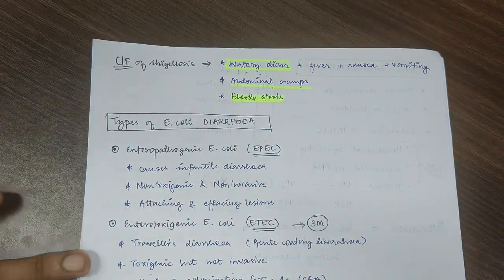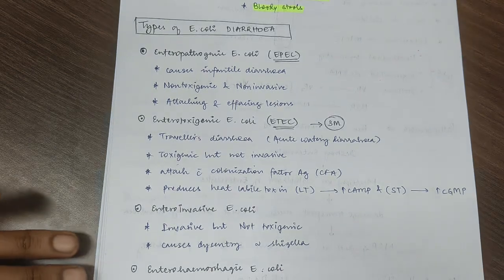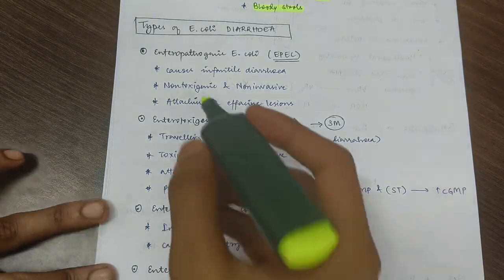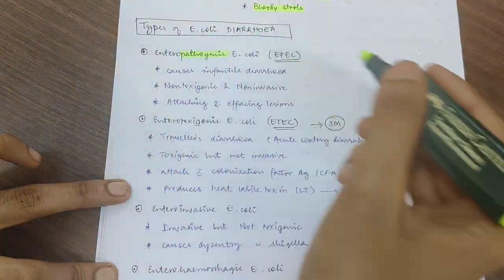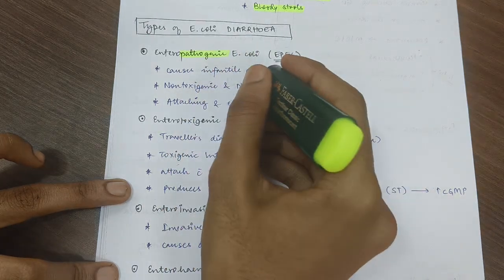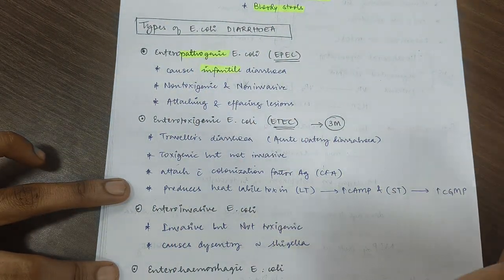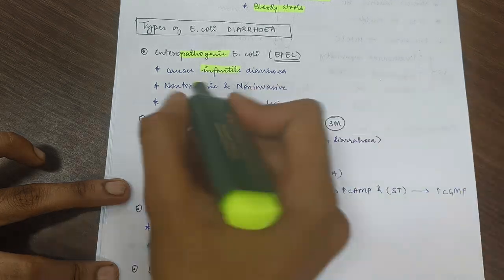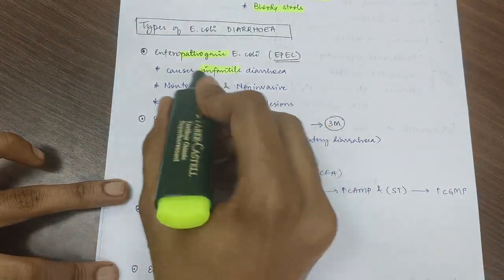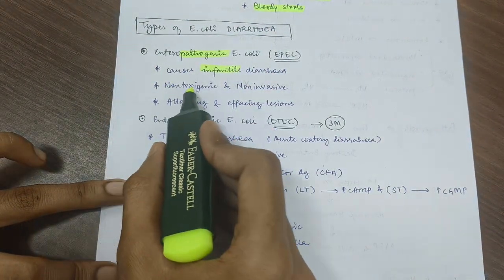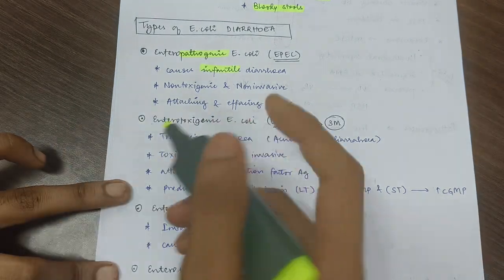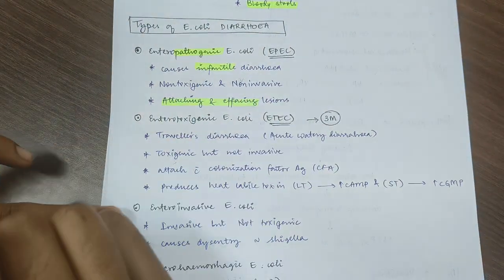Then what are the types of E. coli which cause diarrhea? That is diarrheagenic E. coli. Enteropathogenic E. coli will cause pediatric or infantile diarrhea. P for P, pathogenic will cause pediatric diarrhea. It is non-toxigenic and non-invasive. In the name it is just pathogenic, so there is no toxin and no invasion. Usually it has attaching and effacing lesions.